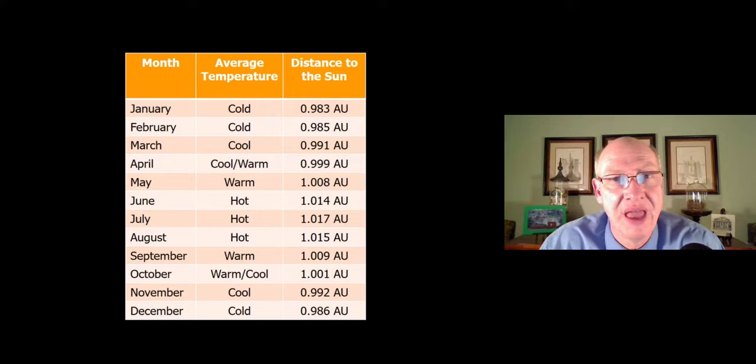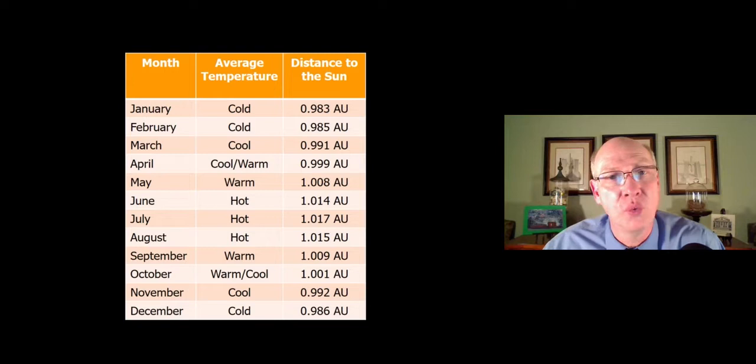And that is something that I need to stop and emphasize. July, when it is hottest, we are farthest from the sun. In January, when it is coldest, we are closest to the sun. And that's worth repeating again. In July, when it is hottest, we're farthest from the sun. And in January, when it is coldest, we are closest to the sun.